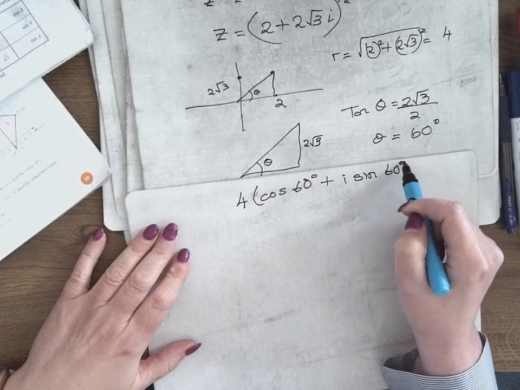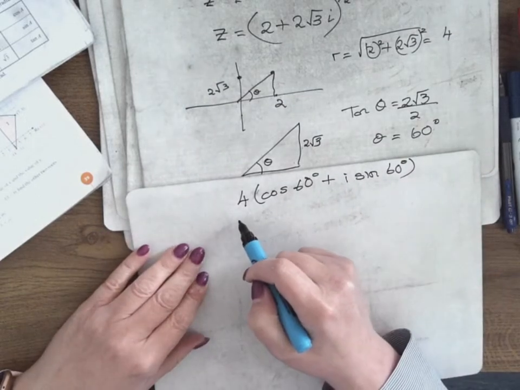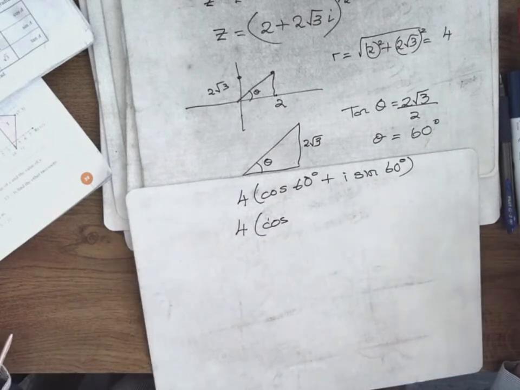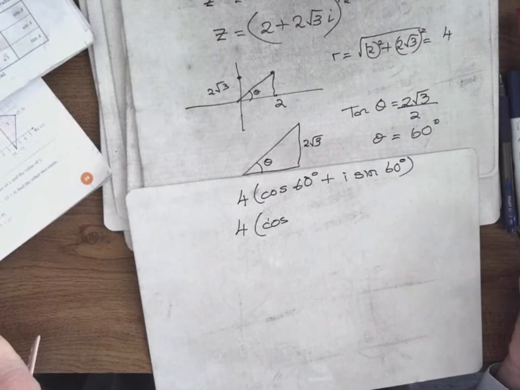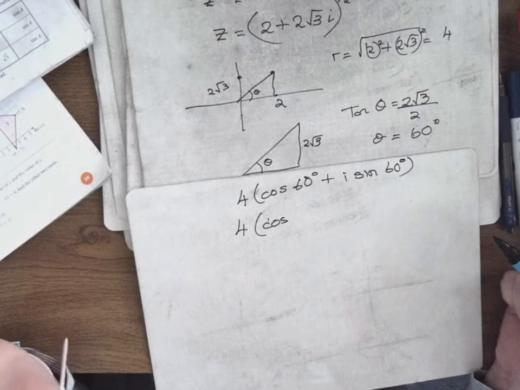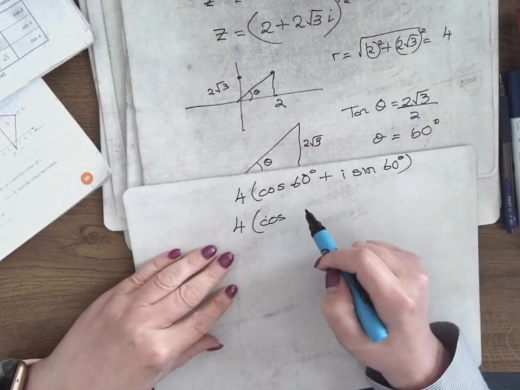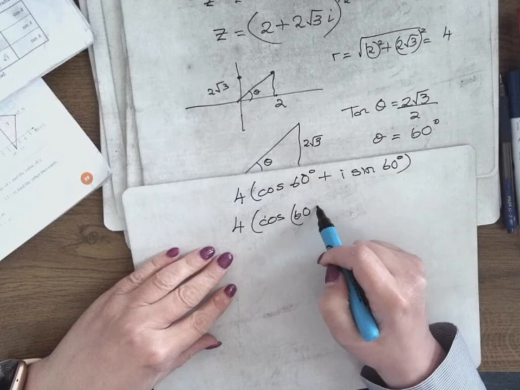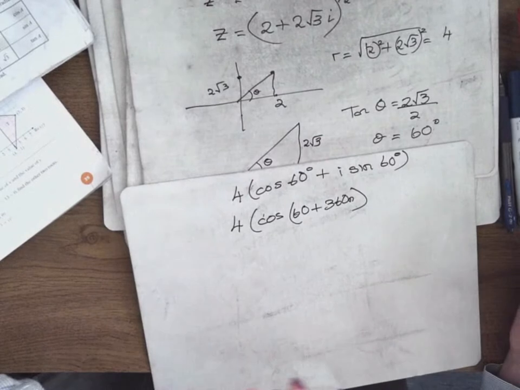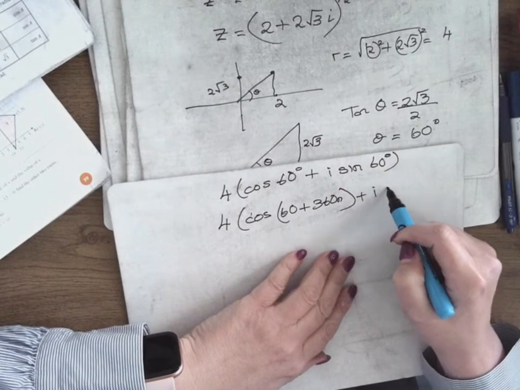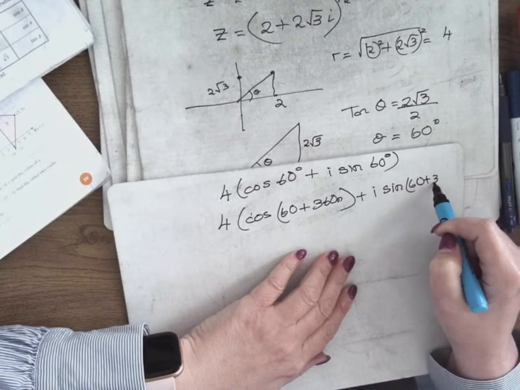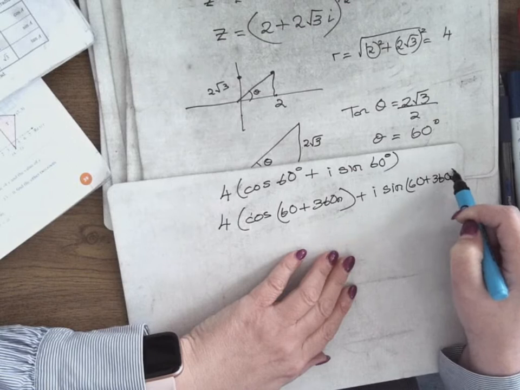Okay, so to solve equations, I need to put it in general polar form. So all I need to do is put in a 2n pi. You might be more comfortable with 360n. Instead of 2n pi, will I call it 360n? It might make you more comfortable because of this pi thing, I think it puts people off. So it's cos of 60 plus 360n, so that means you're doing laps of 360, plus i sine of 60 plus 360n. So you have to do laps.